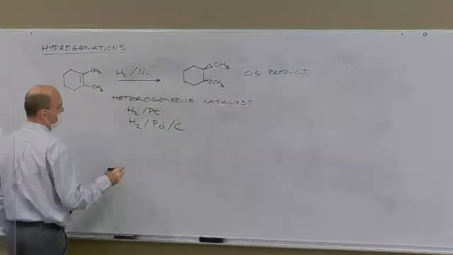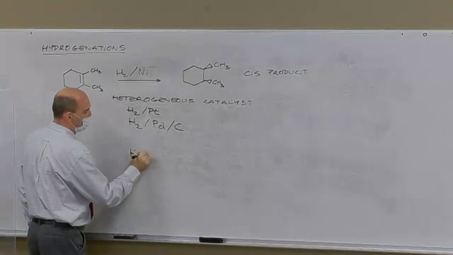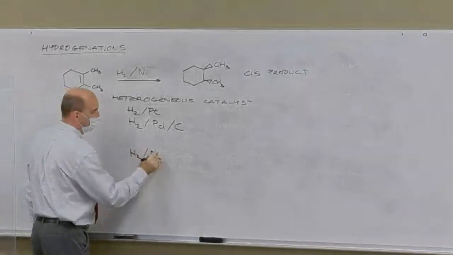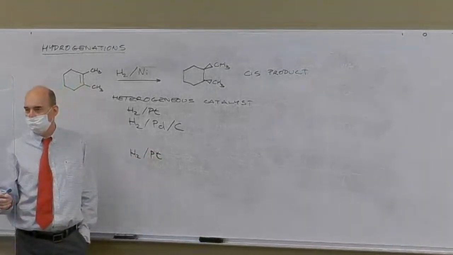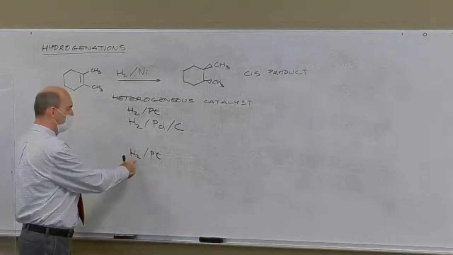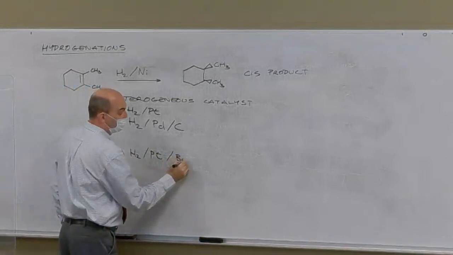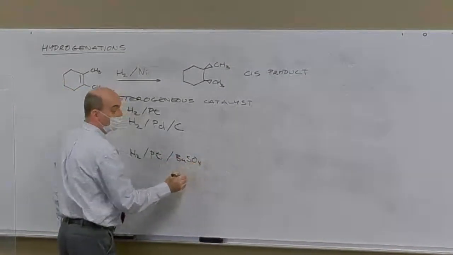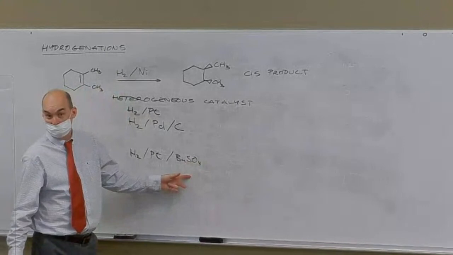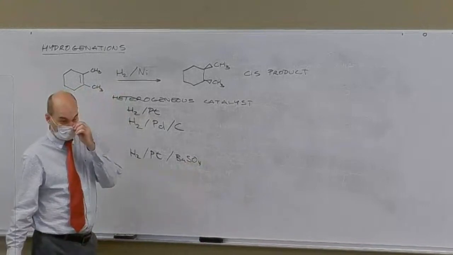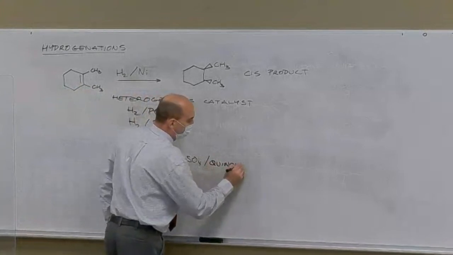There is another catalyst. And this catalyst contains a bunch of stuff. So much stuff that we don't need you to know what it is. It is some hydrogen adsorbed on platinum with some barium sulfate. Paint. This is paint. Barium sulfate is the white pigment that's in paint. And some quinoline.